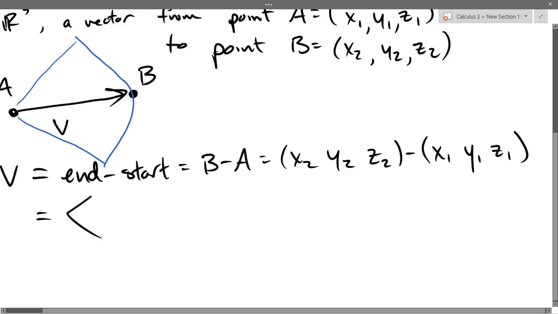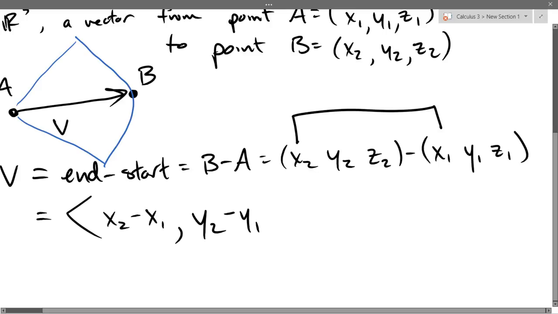So that is a new notation if you haven't used it for a while. So this is just x2 minus x1. We're just going coordinate by coordinate, so we're just subtracting x's, subtracting y's, subtracting z's. I am going to use commas now. So we get y2 minus y1, comma, z2 minus z1.